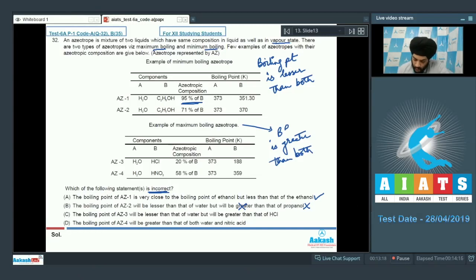The maximum boiling azeotrope has a boiling point which is greater than both the components. So the C statement is also incorrect. If you look at the statement D now, boiling point of azeotrope 4 will be greater than that of both water and nitric acid. This statement is correct, students. So students, for this question we have to select the incorrect statements and we have to mark the answer as option B and option C. Let us look at the next question now.